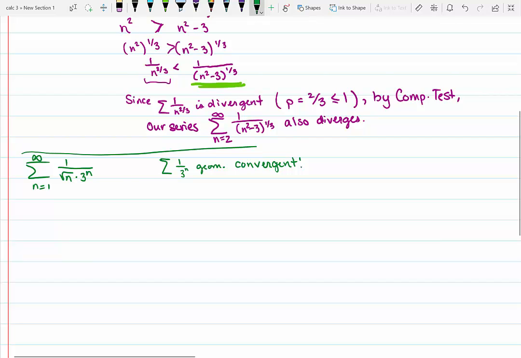So since it's a geometric series and it's convergent, and the reason it's convergent is because my ratio here would be 1/3, and the absolute value of 1/3 happens to be less than 1. But I also see within this series that I'm looking at the series for 1 over root n, and that happens to be divergent because it's a p-series with p equals 1/2, which is less than or equal to 1.